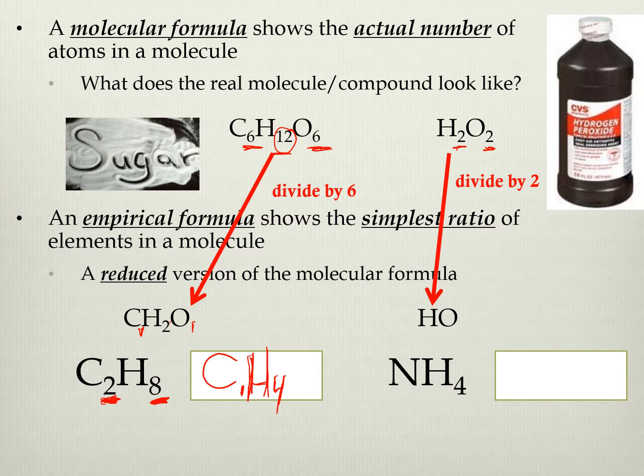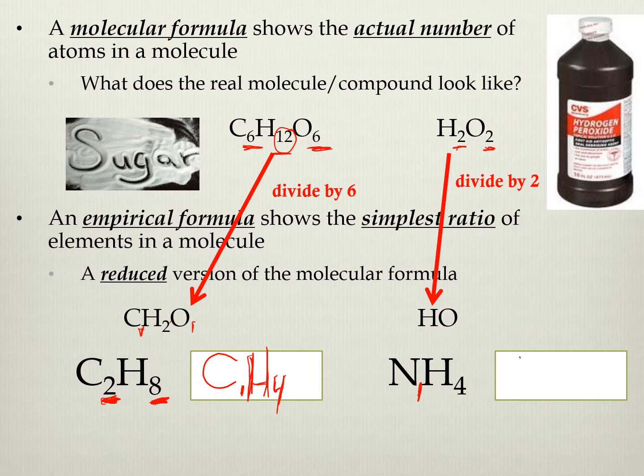On the other side, NH4, let's try to simplify that. We have this molecule, it's called ammonium, NH4. But if we want to get just a general sense of the ratio of these elements, can we take anything out of here? Can we reduce it anymore? Does any number go into both 1 and 4? And no, the only number that does that is 1, and dividing by 1 is just going to give you the exact same number again.